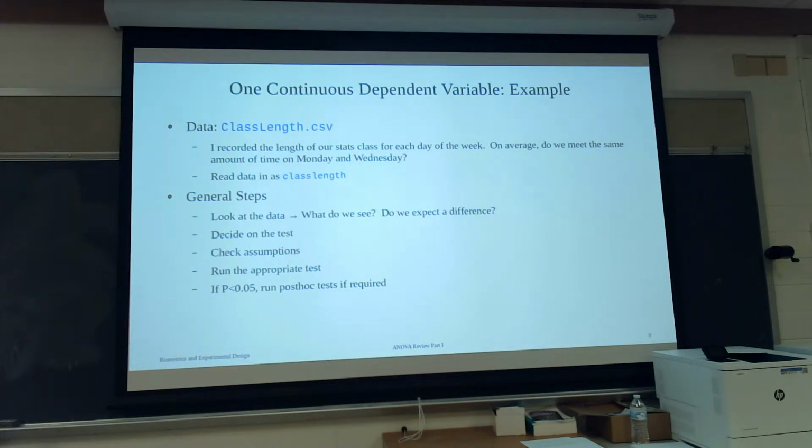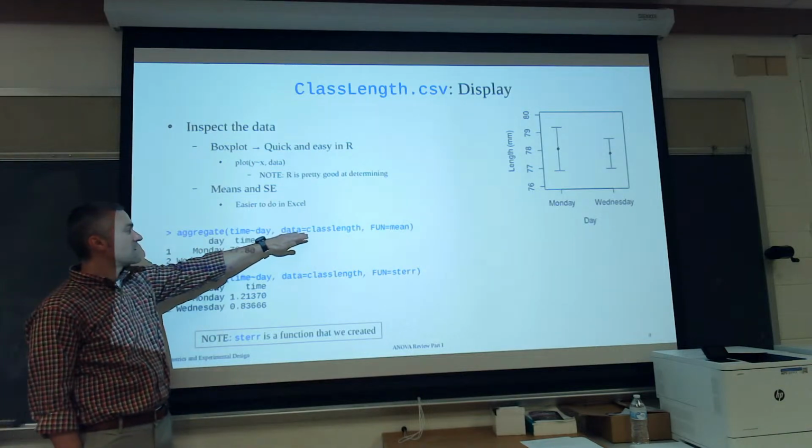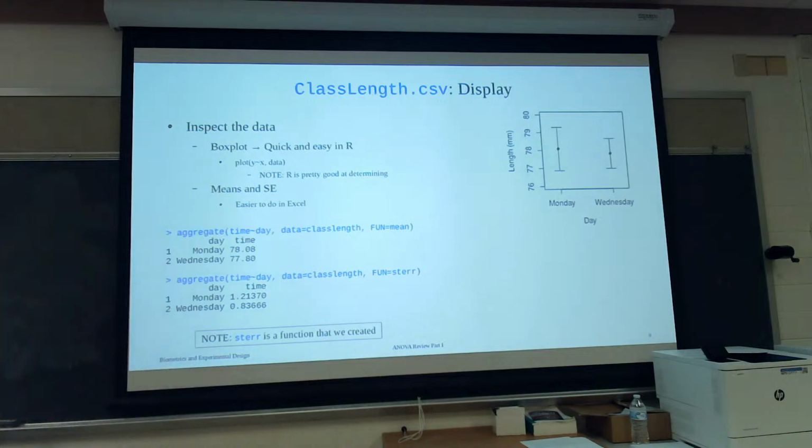All right, did you get it in? Did you make a graph? Simple box plot, hopefully. So, first thing up is I just inspect the data. I made a box plot, just plot. Again, just do plot, y is a function of x, data is the data frame. So in this case, it would be time is a function of day, data equals class length, and it'll generate a box plot. Pretty simple.